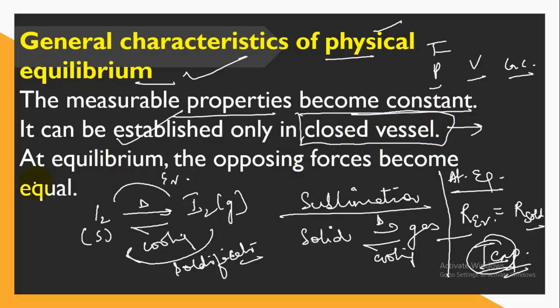And what happens at equilibrium? At equilibrium, the opposing forces become equal. That is, the force pushing the reactant to convert into product becomes equal to the force pushing the conversion of product back into the reactant. So both forces become equal. That makes the rates equal.